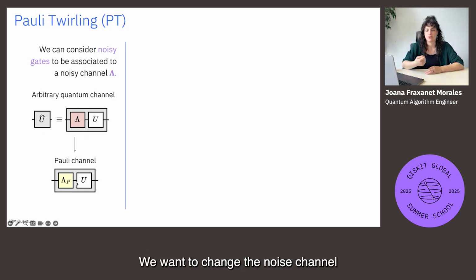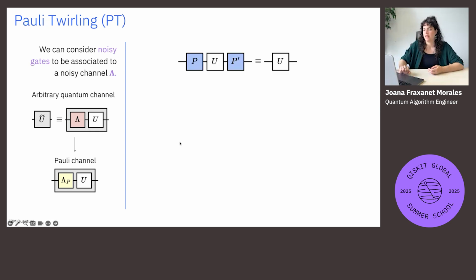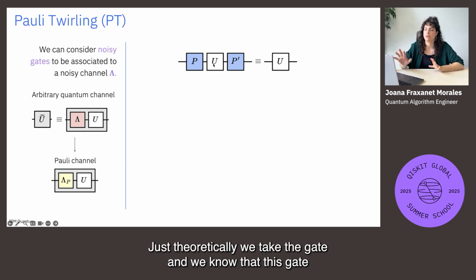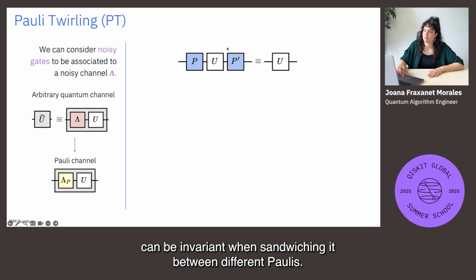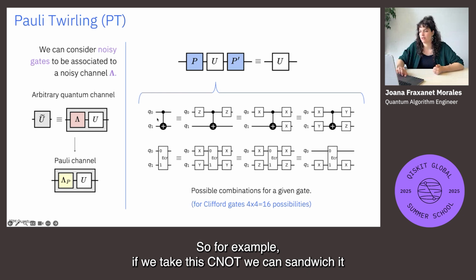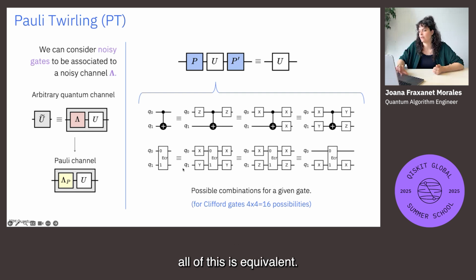We want to change the noise channel that is associated to a gate to a Pauli channel. To do this, we're going to do something similar, but now we take our gate, and this is the gate without noise, just theoretically. We know that this gate can be invariant when sandwiching it between different Paulis. So for example, if we take this C naught, we can sandwich it between Z and Z, but also between X and X on both sides, etc. All of this is equivalent.